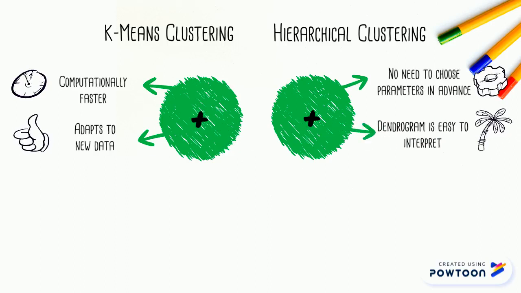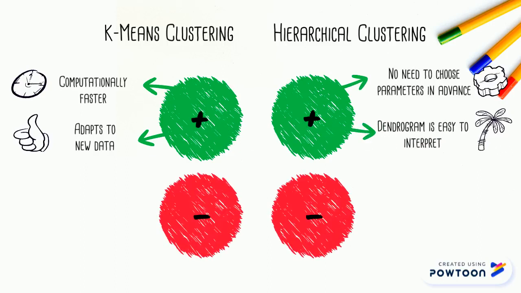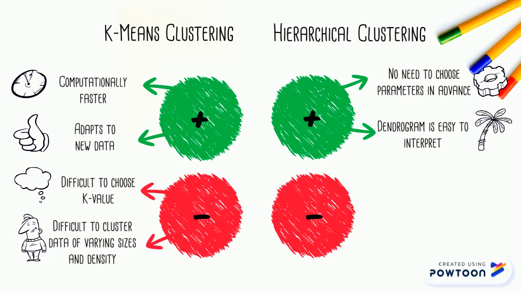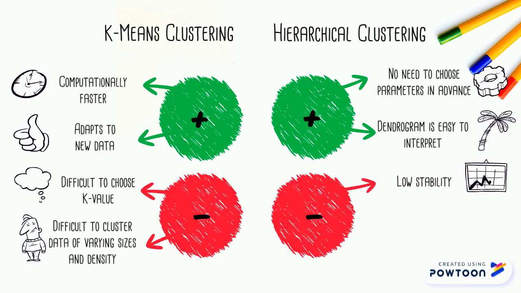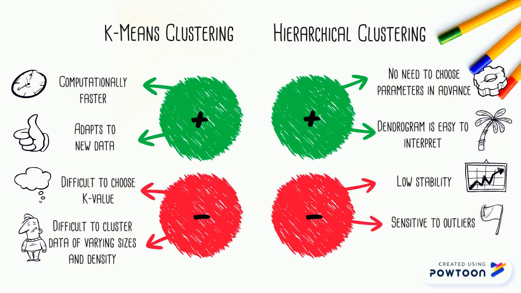Each of the methods also has some disadvantages. For k-means, it is difficult to choose the appropriate number of clusters. Moreover, it has troubles with clustering data of varying size and density. Hierarchical clustering has low stability, so it can produce completely different results with slightly different samples. This algorithm is also sensitive to outliers.